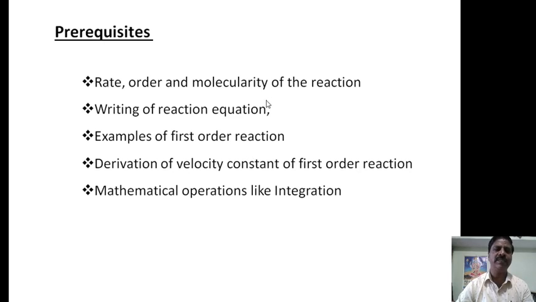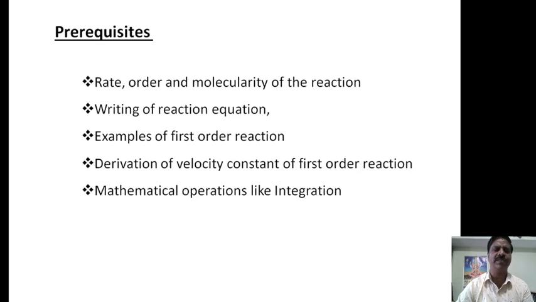Rate is the change in concentration of the reactant in a particular interval of time, which is called the rate of the reaction. Or it is the decrease in concentration of the reactants in a particular time, called the rate of that particular reactant, or the increase in the concentration of the product in a specific interval of time, called the rate of reaction.